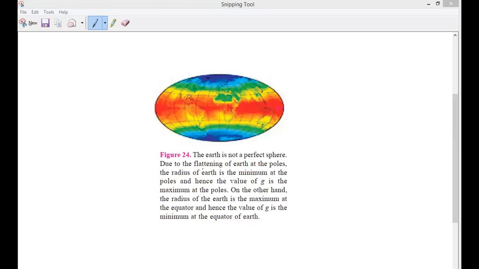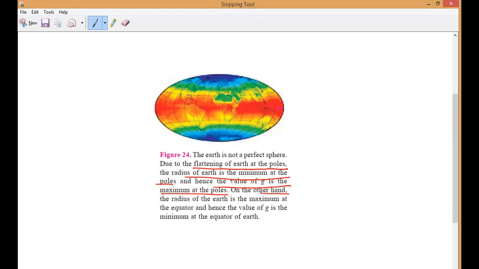So due to the flattening of Earth at the poles, you can see the radius of the Earth is minimum at the poles and the value of G is the maximum at the poles. Same way, on the other hand, the radius of the Earth is maximum at the equator and the value of G is minimum at the equator of the Earth. So let us explain what it is.